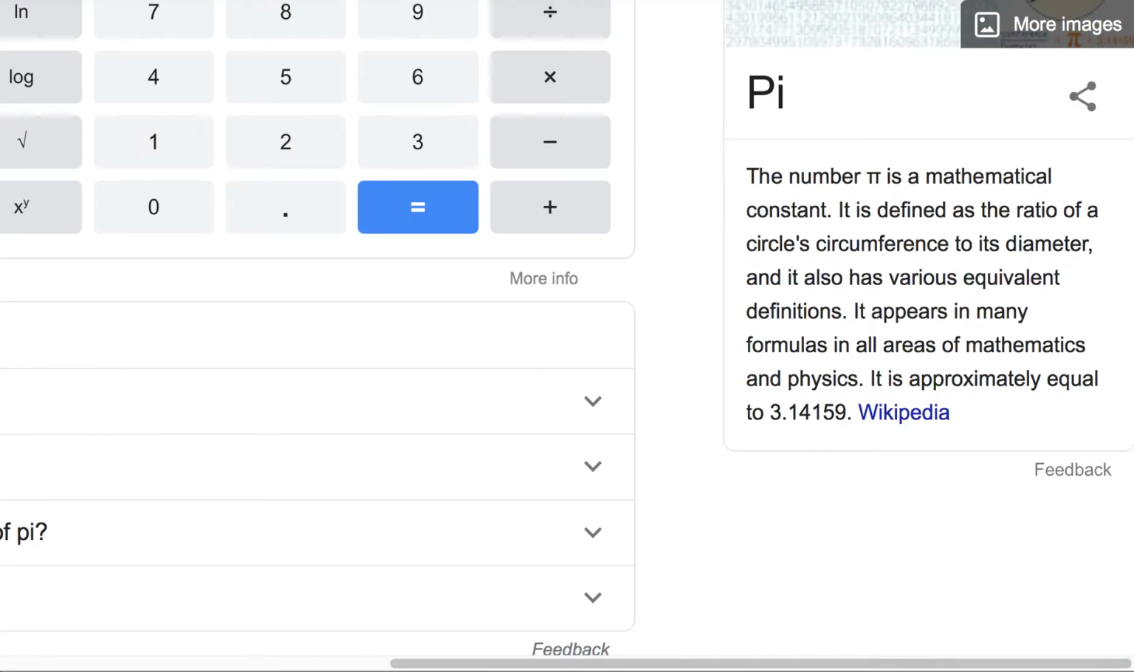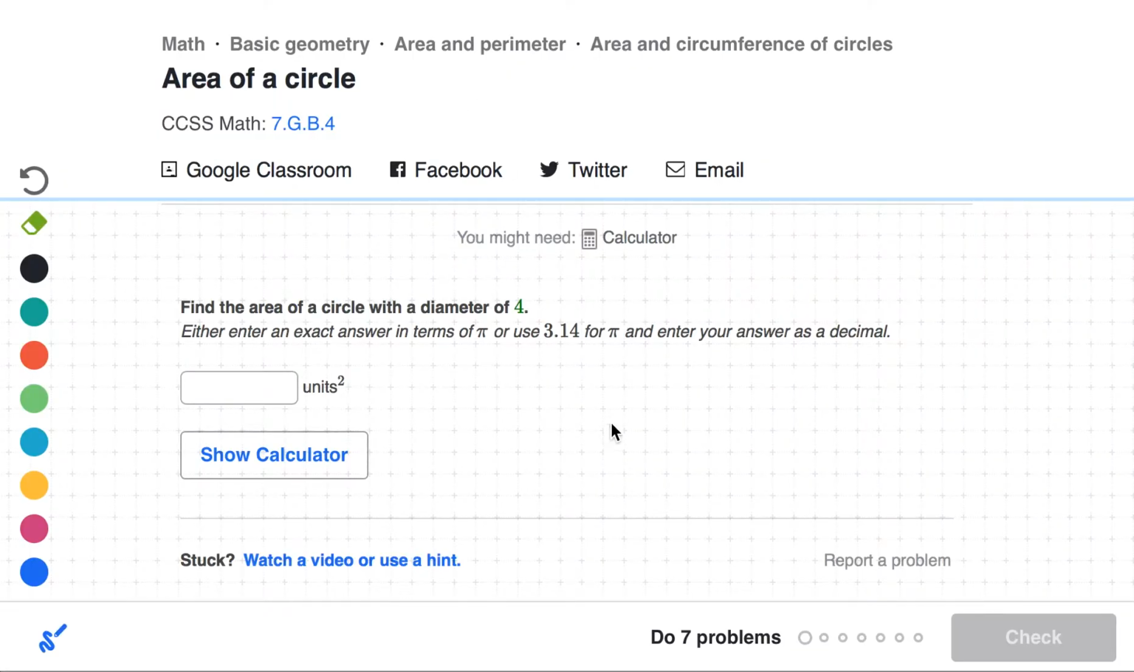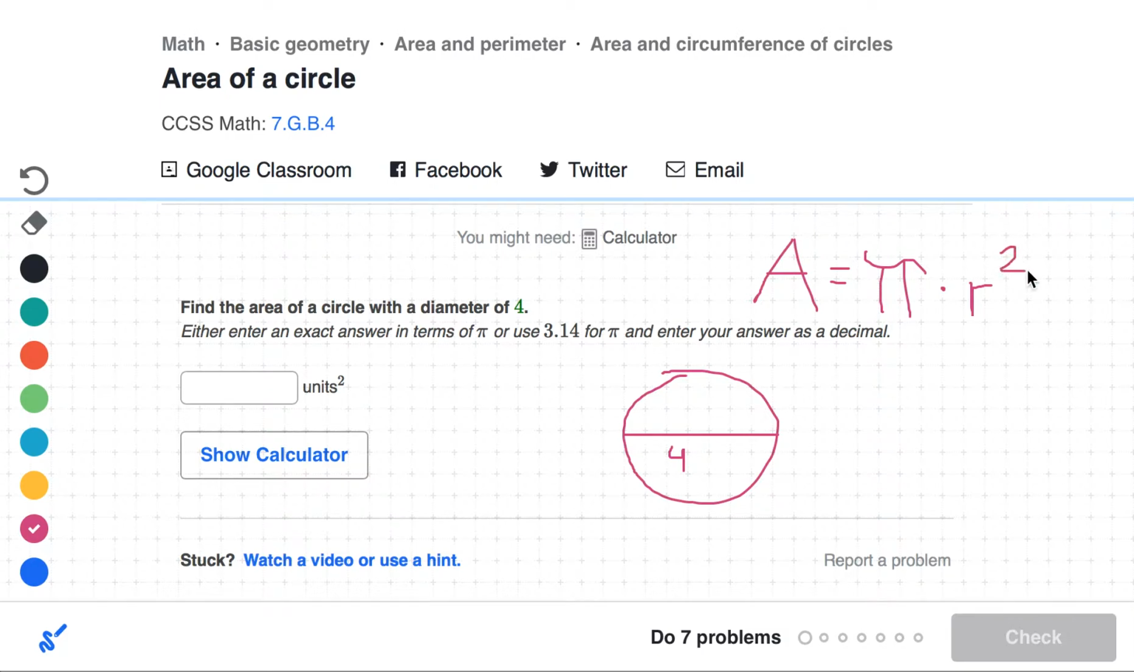Alright, now let's jump into the content. Find the area of a circle with a diameter of 4. Well, here's a circle with a diameter of 4, and to find the area of a circle, diameter is not the ingredient we need in our recipe. The two ingredients we need are pi, which is always 3.14, and the radius, because the formula is area equals pi times radius squared. So diameter, again, is not the ingredient we need. We need radius. Fortunately, we can easily go from diameter to radius because radius is half of diameter.